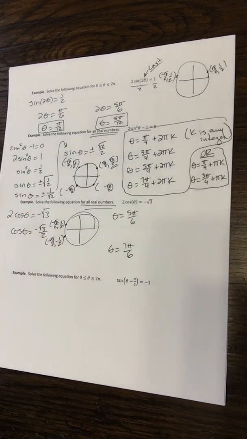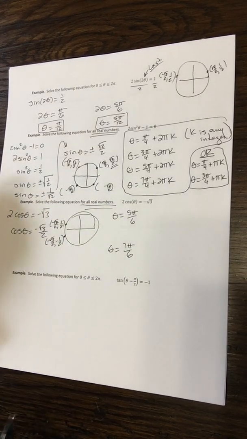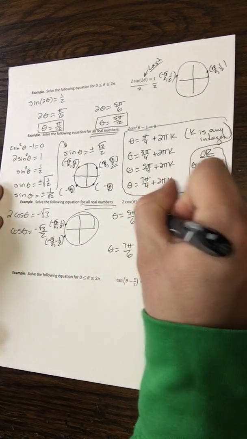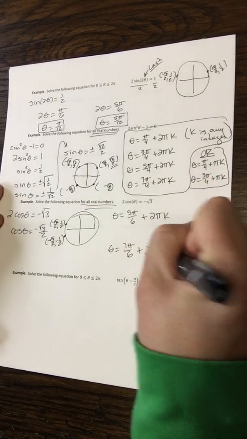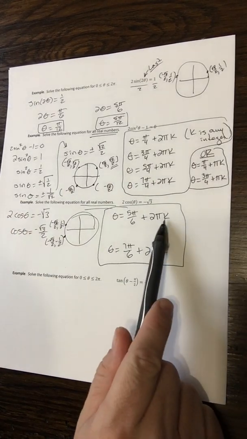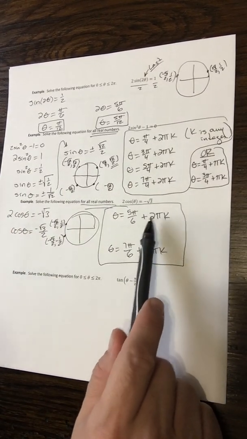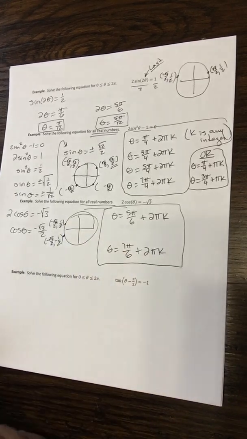But those are just two angles. That would be my answer if the question was 0 to 2 pi. But the question says for all real numbers, so I'm going to say plus 2 pi k and plus 2 pi k, where k can be any integer, and it will refer to as many trips as you want to go around the circle. As long as you start at 5 pi over 6 and start doing trips around the circle, you will land in the same spot.